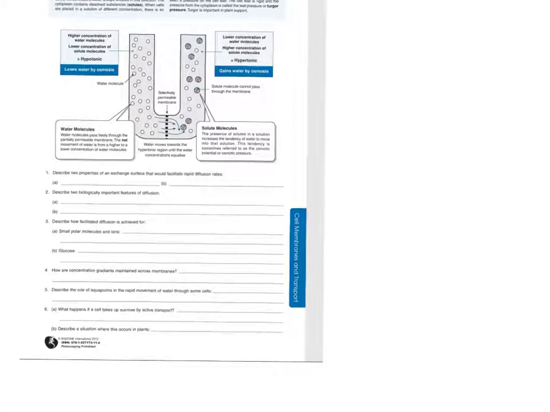All right, losses. Obviously you have water on this side, mostly water. You have solute on this side. So you should be able to answer, describe the two properties of the exchange surface that would facilitate rapid diffusion rates. When they say exchange surface, what do they mean? What properties of this surface would facilitate rapid diffusion? So, large pores.